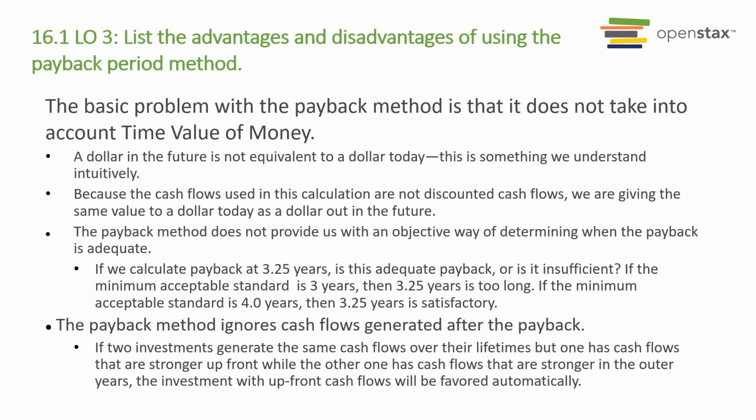One issue is that, for example, if payback is at 3.25 years, is this adequate payback or is it insufficient? The minimum acceptable standard could be 3 years. If that's the case, then 3.25 years is too long. However, if it's adjusted upward to 4 years, then 3.25 years is satisfactory. The arbitrary decision in terms of what the minimum acceptable standard is, is quite problematic.